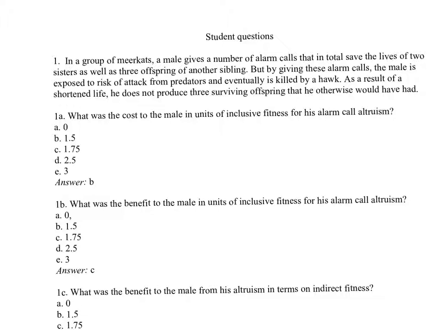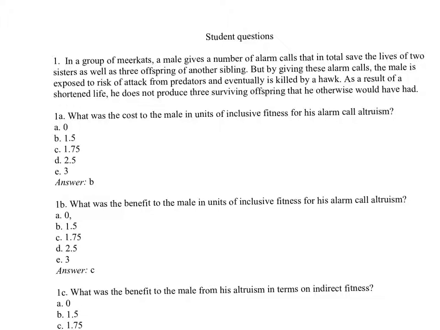You have to get more than 0.86. In other words, if you save one offspring, or one sister or brother, you'd be fine. So the question is, what was the cost to the male in units of inclusive fitness for his alarm call? Okay, 1.5. It's the cost.